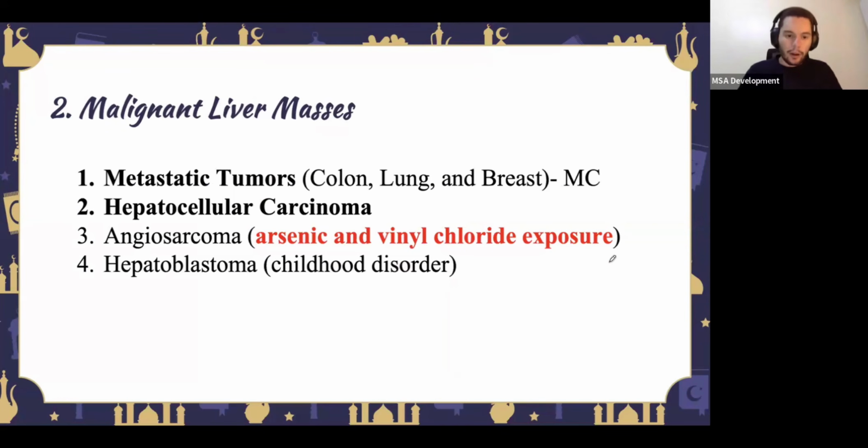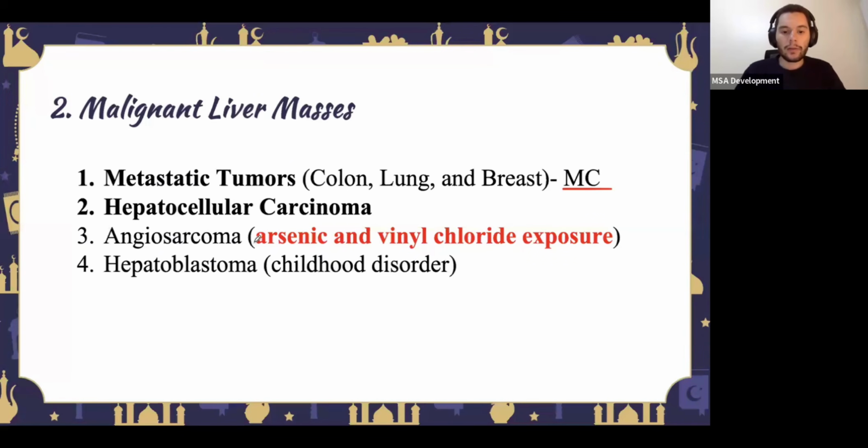Now, for malignant liver masses, you have 4 to remember. The most common malignant liver mass is usually a secondary tumor from either the colon, typically because specifically the GI tract and the colon, because the portal circulation goes all the way to the liver, the lungs, and the breast. So this is the most common. But secondly, you have the hepatocellular carcinoma. Thirdly, you have the angiosarcoma.